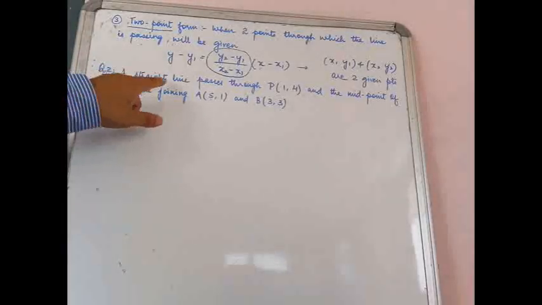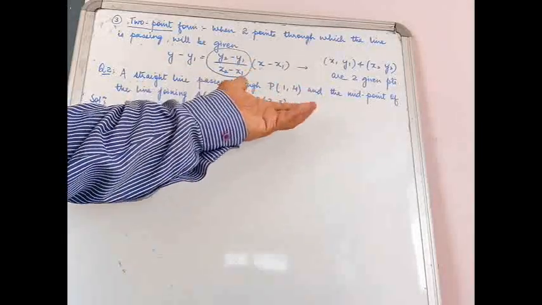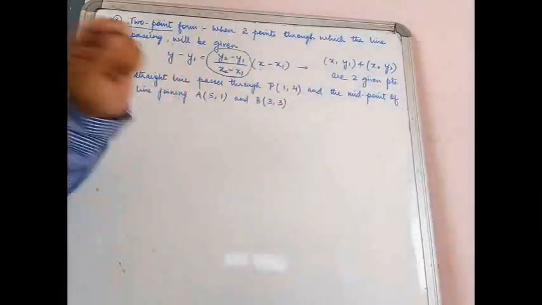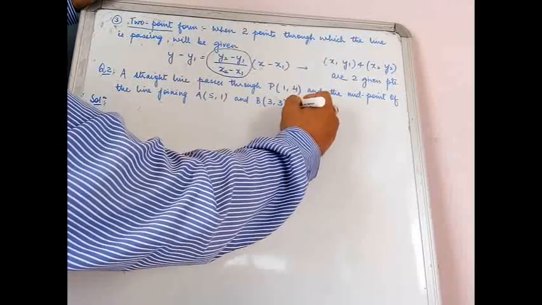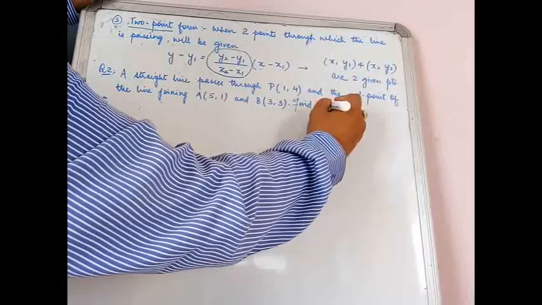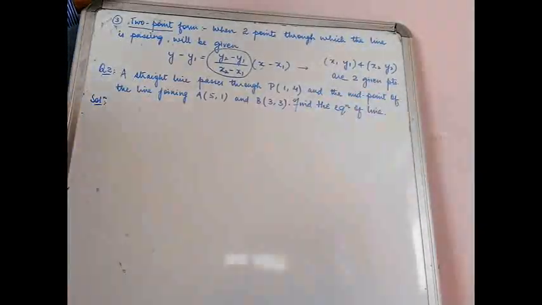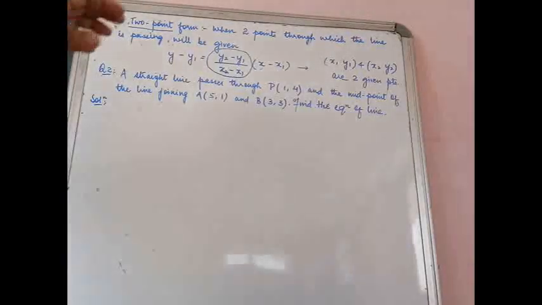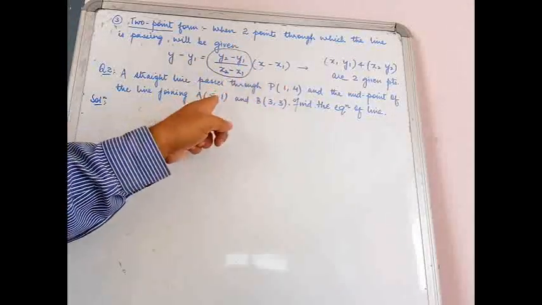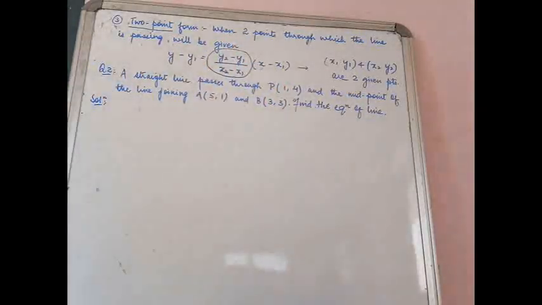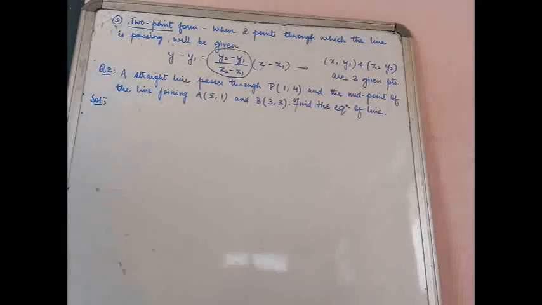You see, a straight line passes through P, which is the first point, and the midpoint of the line joining this and this. So let me complete the question. Find the equation of that line. Okay, so now, just now we studied that this will be a 2-point form, but if you read the question, there are actually 3 points given. So just do not be in a hurry. Try and understand. I have taken up this question just to make it a little more logical.